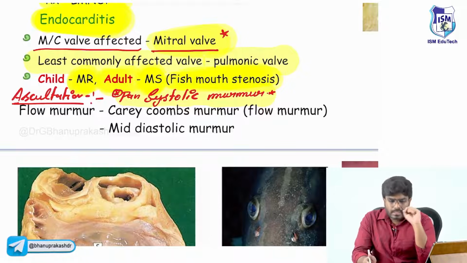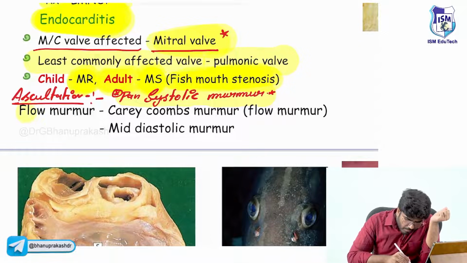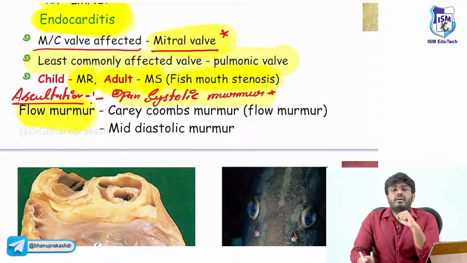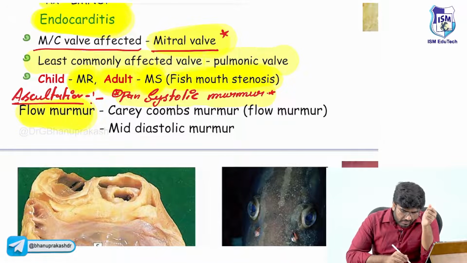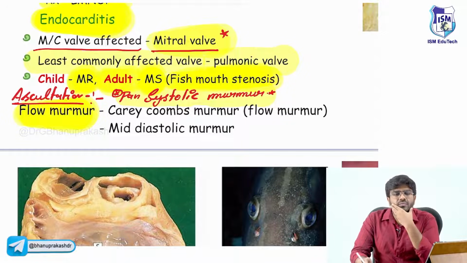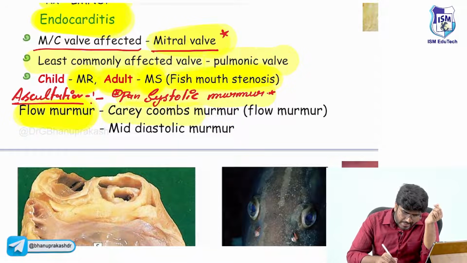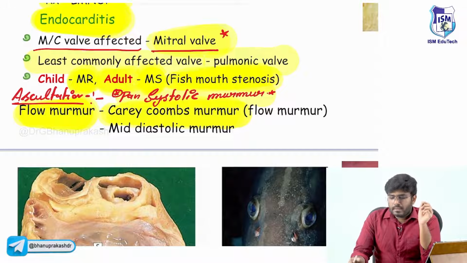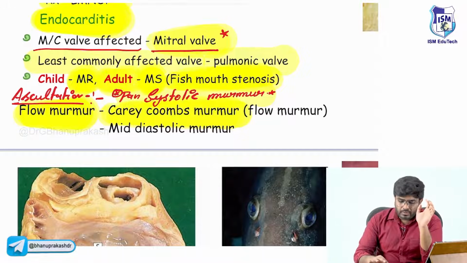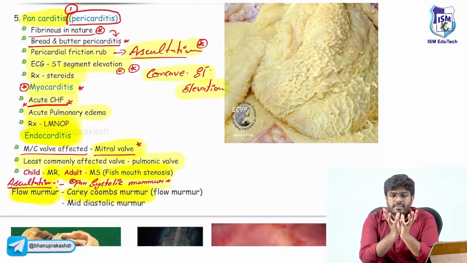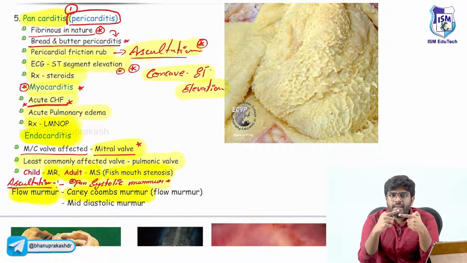Well and good. Now there is something called a flow murmur. In rheumatic heart disease, even a flow murmur is heard. What exactly is this flow murmur? The flow murmur is also called a Carey-Coombs murmur. Simple, try to understand it like this. When the heart is contracting, some extra blood has been ejected into the left atria.